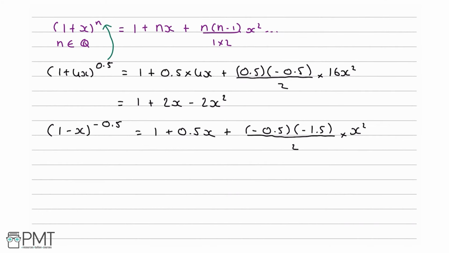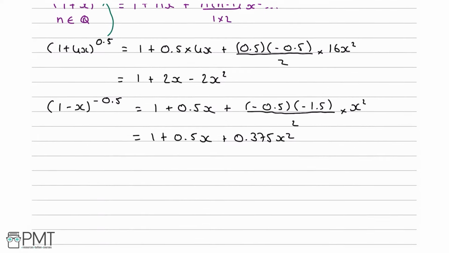Okay, simplifying this gets us 1 plus 0.5x plus minus 0.5 times 1.5, so that's just going to be 0.5 times 1.5, which is 0.75. 0.75 divided by 2 is 0.375x squared. Okay? Now what we need to do is we just need to expand the brackets.